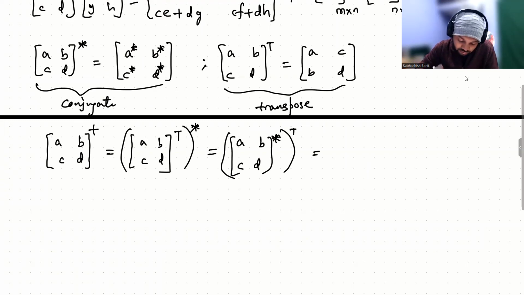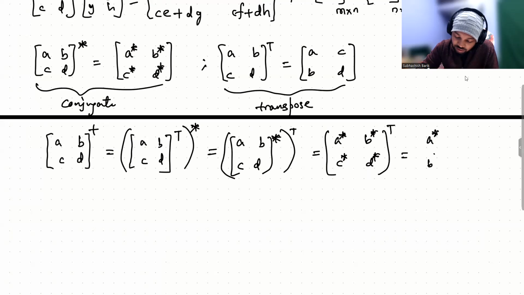And what would be the outcome? If we first take the conjugate, A star, B star, C star, D star, right? And then we need the transpose of it. So ultimately it becomes A star, B star, C star, D star.